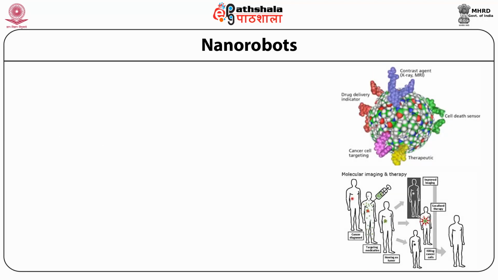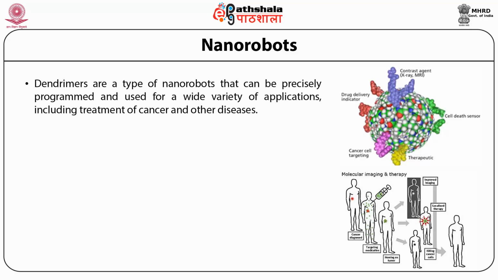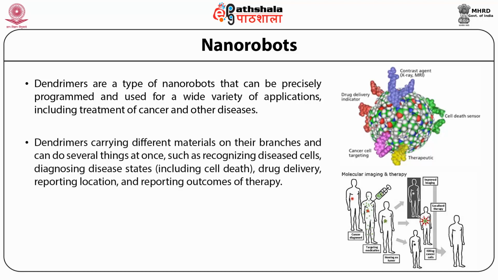One of the nanorobots, known as the dendrimer, can be precisely programmed and used for a wide variety of applications such as treatment of cancer and other diseases. Dendrimers carrying different materials on their branches can do several things at once, such as recognizing disease cells, diagnosing disease state including cell death. They can do drug delivery, they can report location, and they can also report the outcome of any therapy.